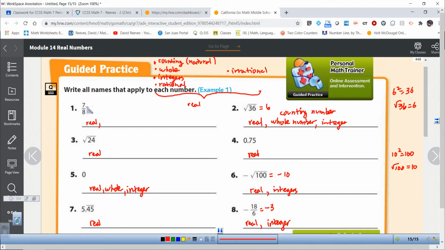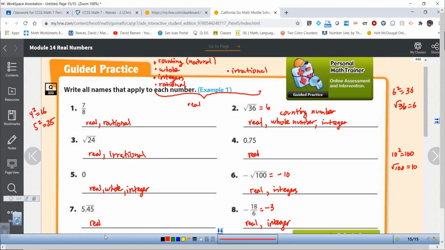7/8. Well, you can't count it on your fingers. It's not a whole number. It's not an integer, but it is a fraction. So it's rational. All right, what about the square root of 24? Is that a perfect square? Well, let's see here. 4 squared is 16, and 5 squared is 25. So that means 24 is not a perfect square. That puts it over here in the irrational category when you take the square root.